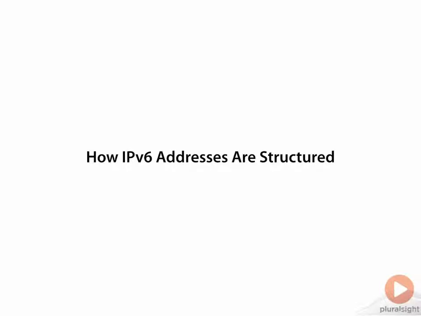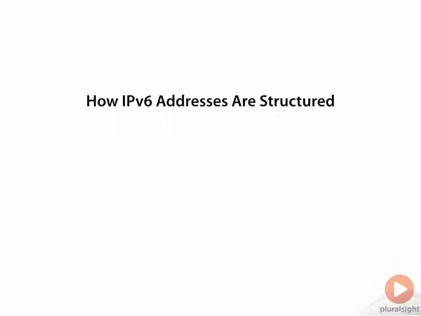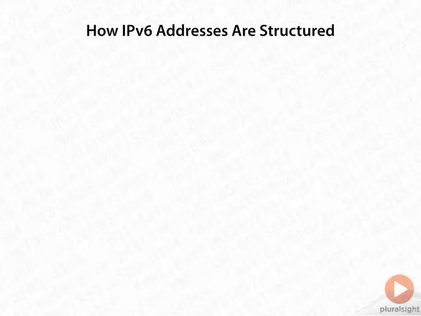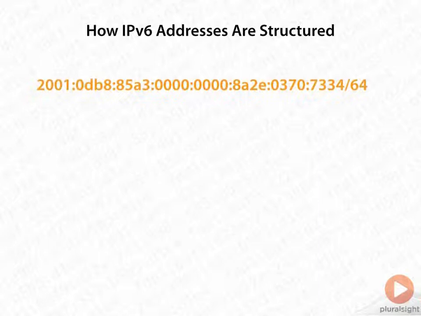The next thing that we want to look at in this module is how IPv6 addresses are structured. Now, IPv6 addresses are represented a little bit differently than IPv4 addresses. We represent these in hexadecimal, and you can see here that the address space is quite a bit larger. It's a 128-bit address. Now you can see we've also got a mask here, /64.